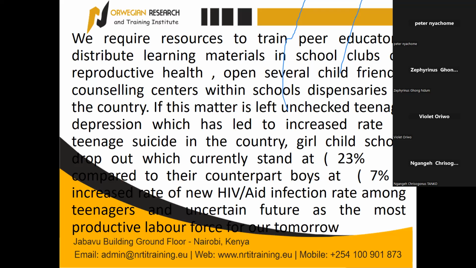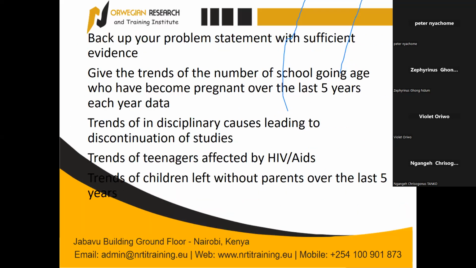That's good. So let's move further. Back up your problem statement with sufficient evidence. Everything you claim must be properly justified. If you cannot justify it, please remove it, so that it does not dilute the entire problem statement. Give the trend, if possible, of the number of school-going age girls who have been pregnant for the last 5 years. Give that data each and every year, and let us see the trend.